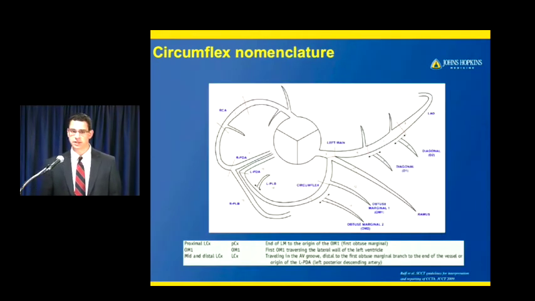What about the nomenclature? For the circumflex in the SCCT nomenclature, it's actually pretty simple. You have a proximal and a mid/distal, so they just lump the mid and distal together. The proximal is defined by the origin of the circumflex to the first obtuse marginal, and then the mid/distal segment is all the rest of the circumflex.